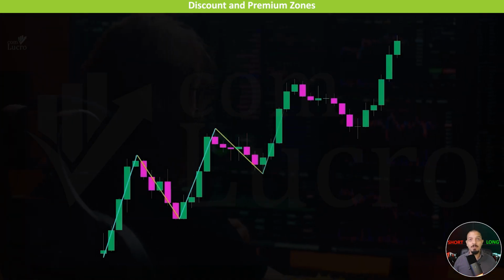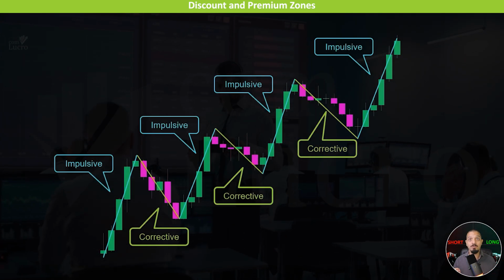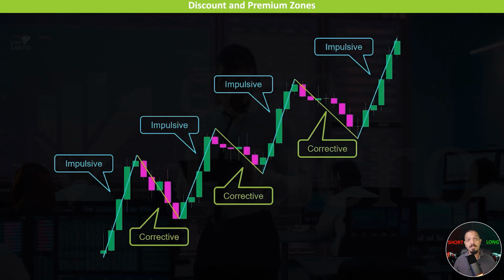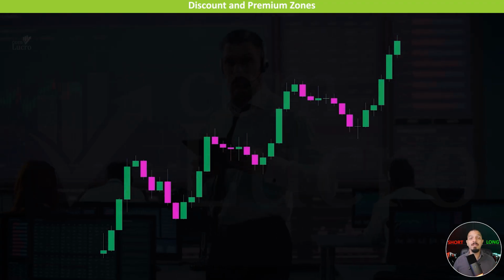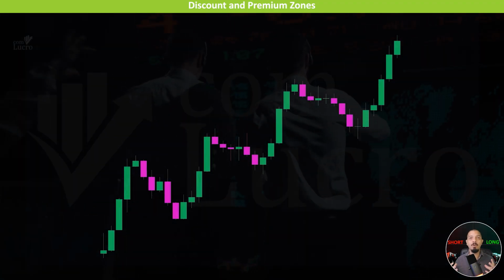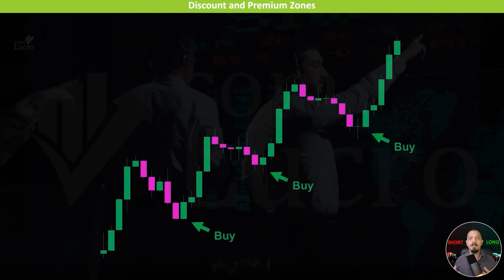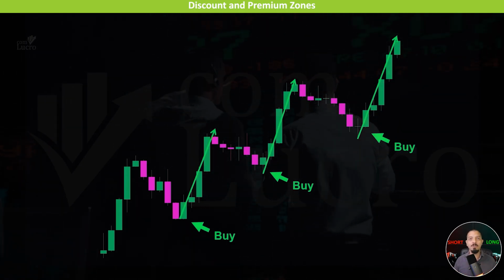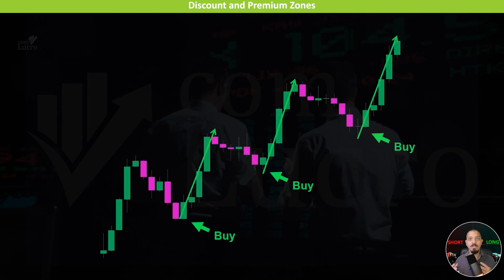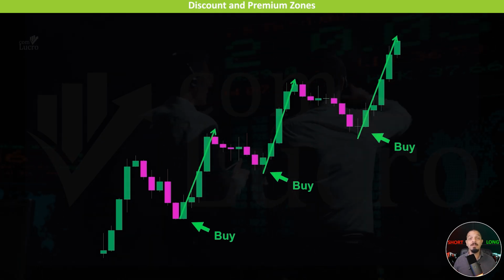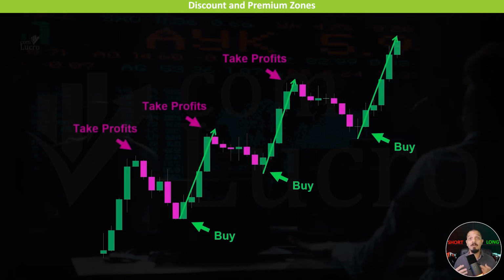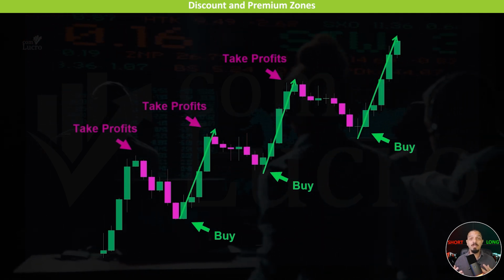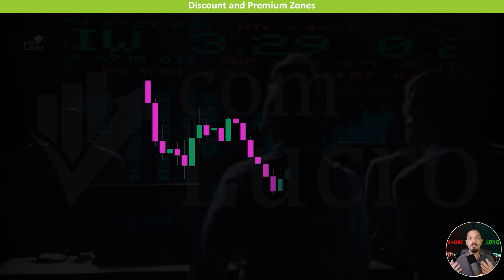Now, let's start with the basics. The market always moves in impulsive and corrective waves. This fractal nature of the market is driven by the behavior of market participants. When sentiment is bullish and traders are optimistic about an asset, they tend to buy, resulting in an impulsive move in one direction. However, as the price rises, some traders might feel that the asset is becoming overvalued and decide to take profits. Others might go short, which can trigger a pullback or correction.